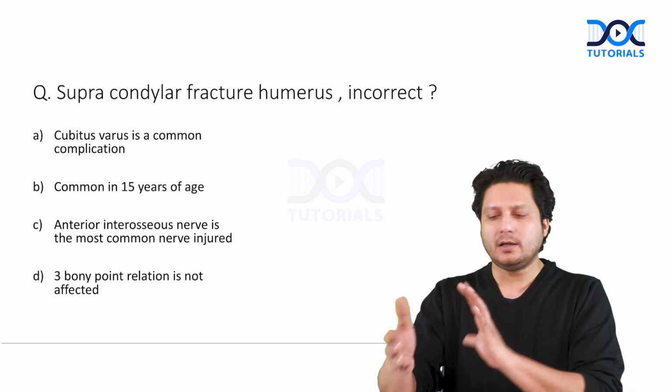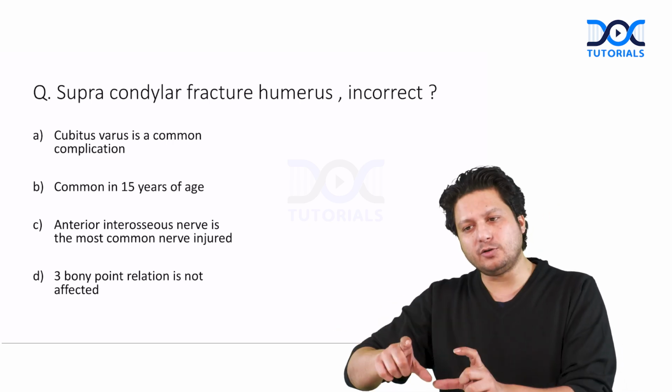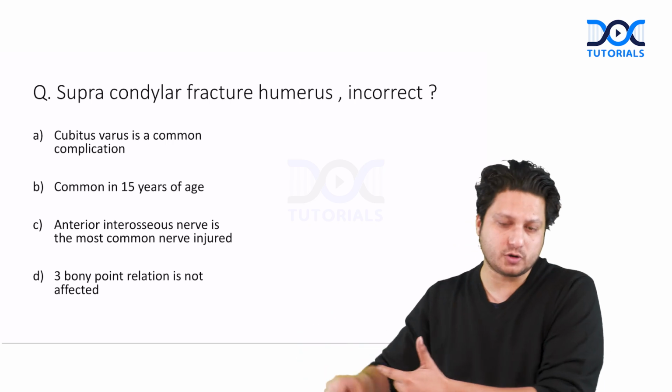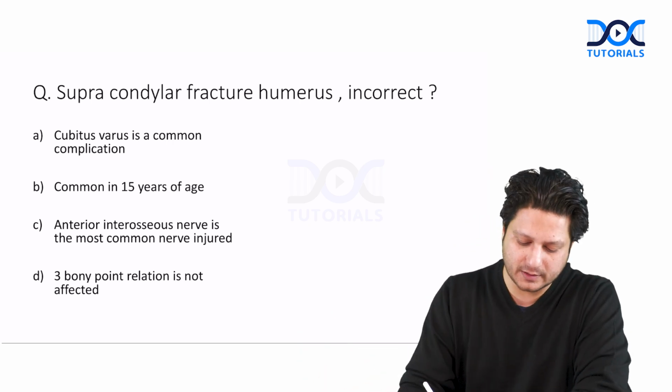All of you are aware that it will lead to a malunion. This malunion will lead to a cubitus varus or a gunstock deformity. So, this option is obviously true.